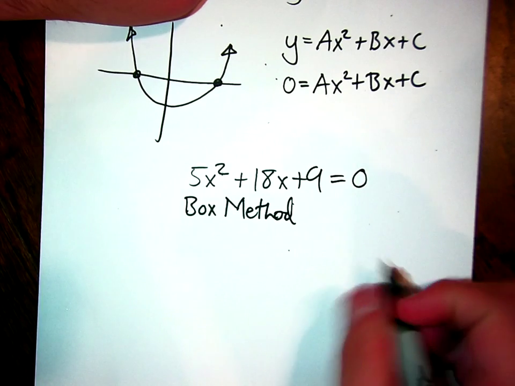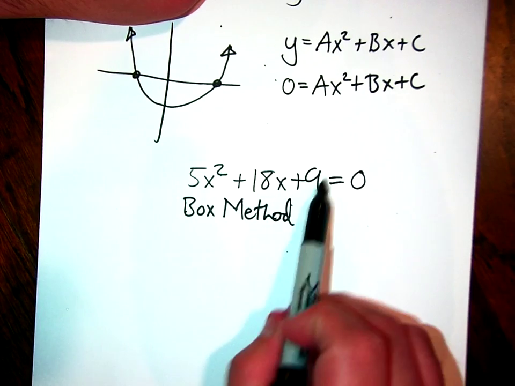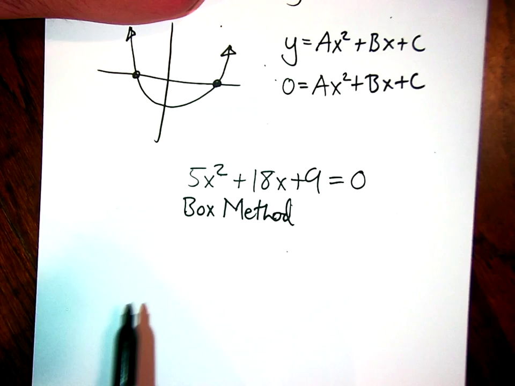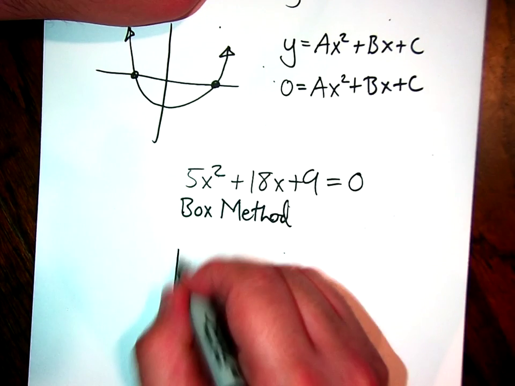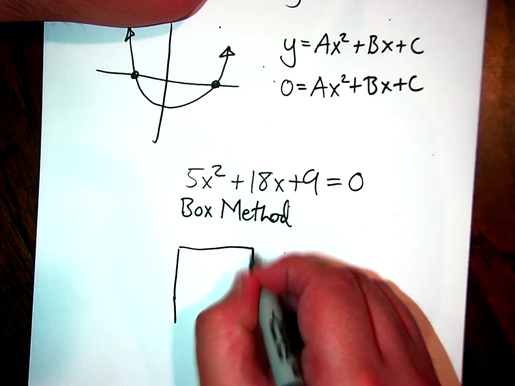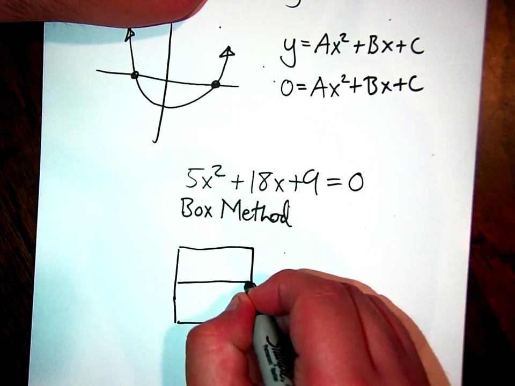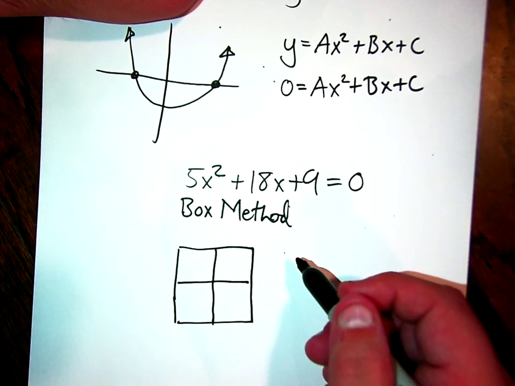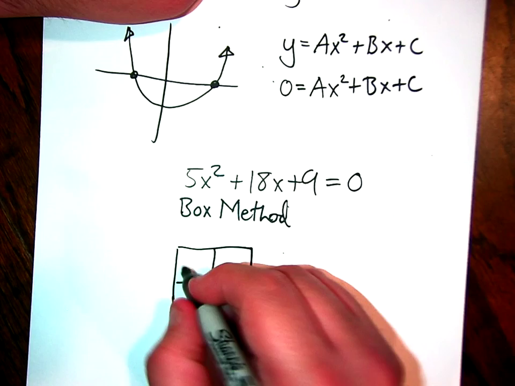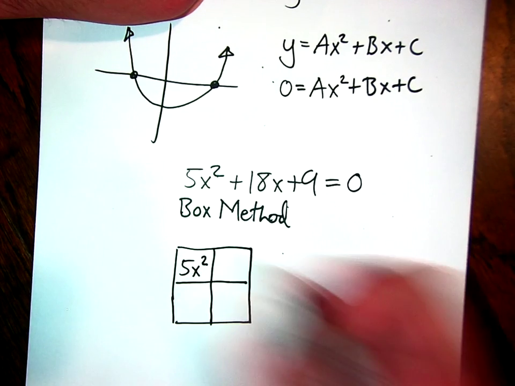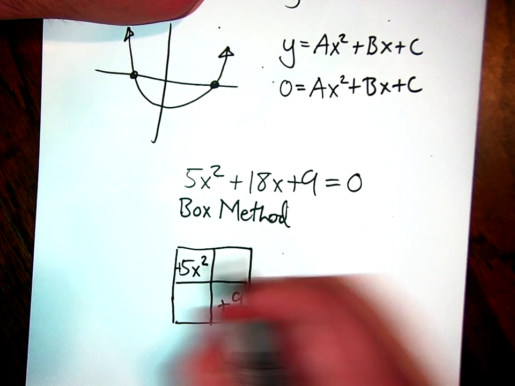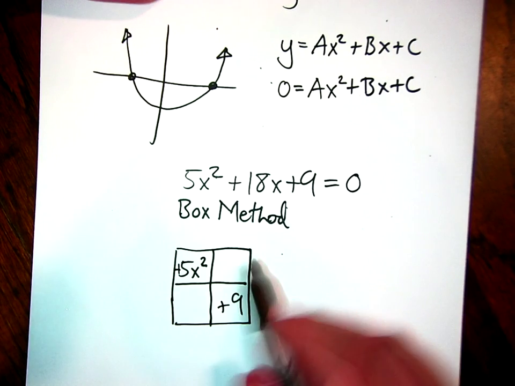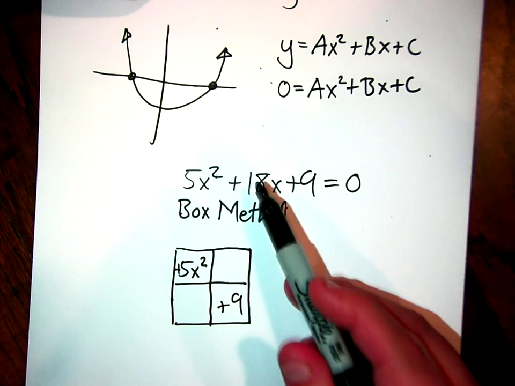Well, we know that this trinomial is going to end up factoring into two binomials, so let's make a box. The first term here is going to go in the first one. The last term goes in the last box. And we know that these two boxes are going to add to give me 18x.